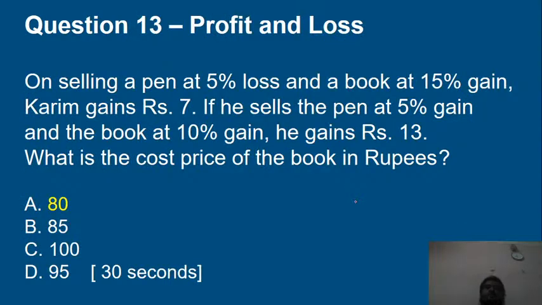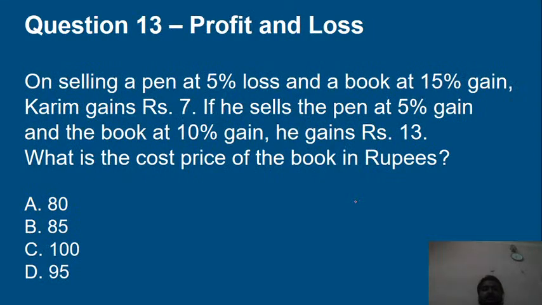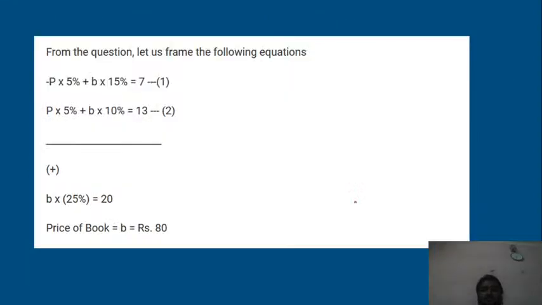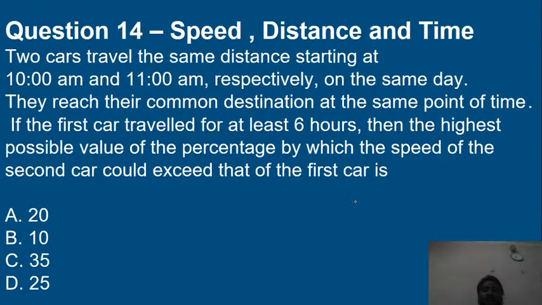This is a 30 seconds problem, and generally in CAT why was this given? Because see, 12 is a very tricky question. Most people would not solve it and hence people jump. So leaving 12, 13, 14, they start from 15. Remember guys, always go in a serial manner. Do not jump questions. So this was a 30 seconds question and you could have solved it in 30 seconds, the answer being 80. So now 14th question, a speed distance time question.